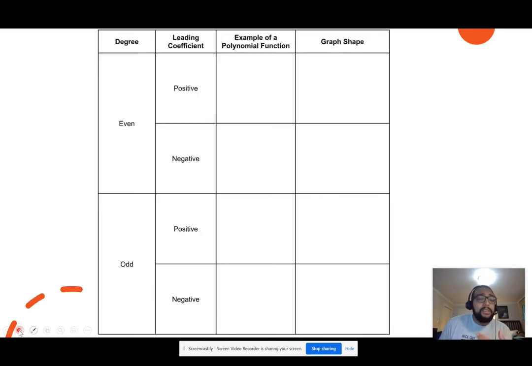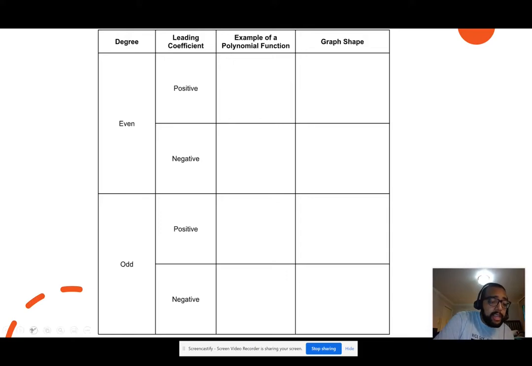Now, I'm not going to do this with the odd, because it's just a lot of me talking back and forth with you. But I love this little sheet because it's going to summarize it. When I say degree, I mean the highest degree. Leading coefficient, you know that. I'll give you an example of what that looks like and then what that graph looks like as well.